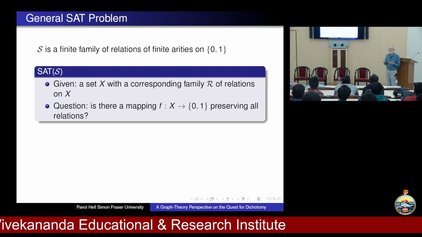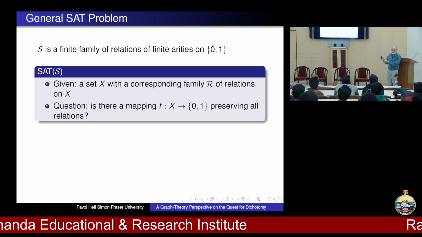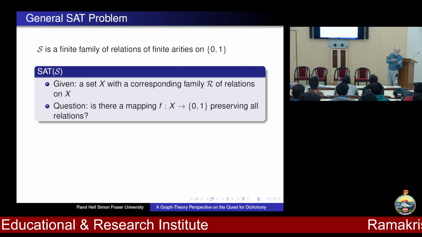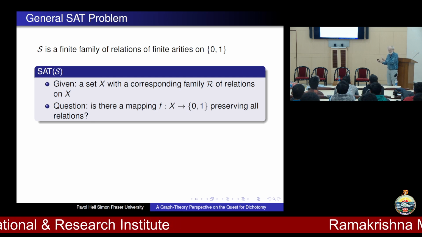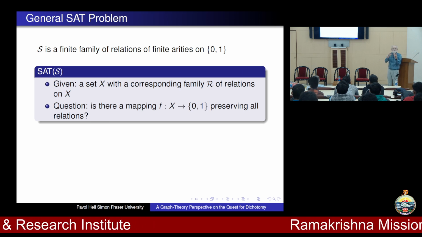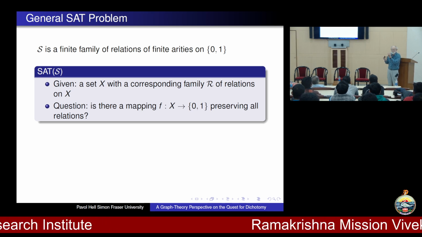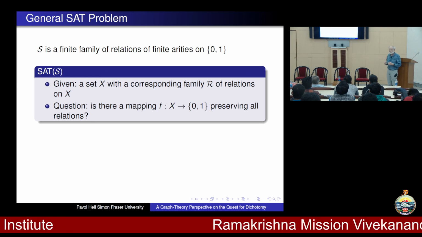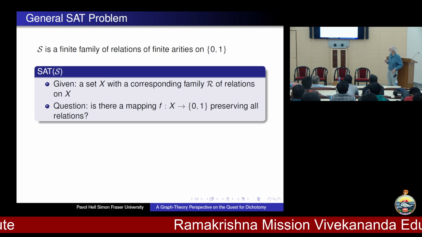And you are looking for a mapping that maps the elements of X to 0, 1, so that if two elements of X are in the binary relation, their images are in the corresponding binary relation on 0, 1. And if three vertices are in the second, say, ternary relation on X, then their images are in the second ternary relation on 0, 1. Okay? So the relations are preserved. That's why the relations have to be in correspondence.